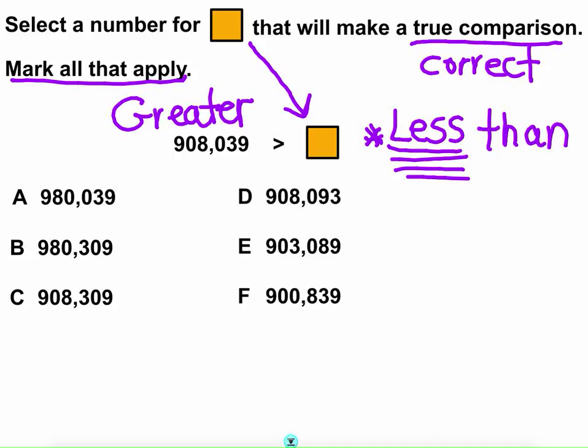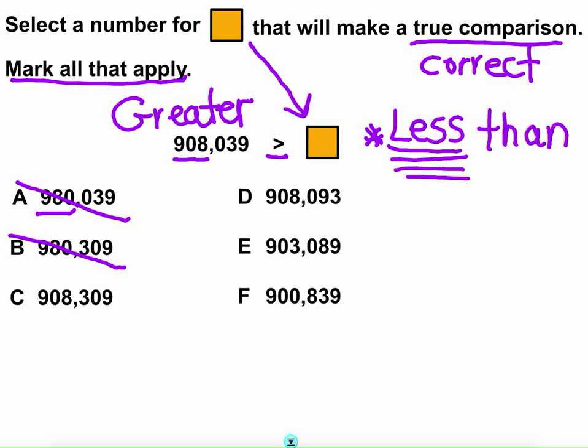So when I start comparing, I could do my chunking one, I can use my place value, I could use the value of digits, but the one thing we know is that right now, since they're all in the 900,000s, we're going to compare starting at the 100,000s place, right? So I'm going to use chunking. I see 908,000. So I ask myself, is 908,000 greater than 980,000? And the answer to that question is no. So I can get rid of any of the choices that start with 980,000 because we already know that 908,000 is not greater than 980. So it can't be A or B, okay?